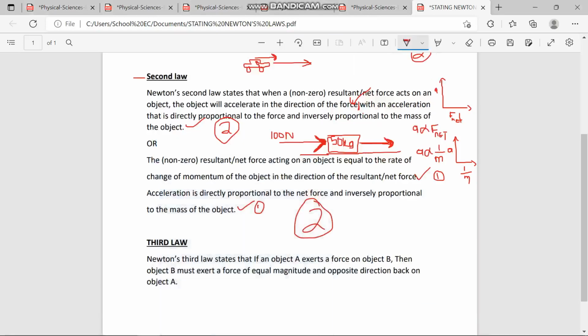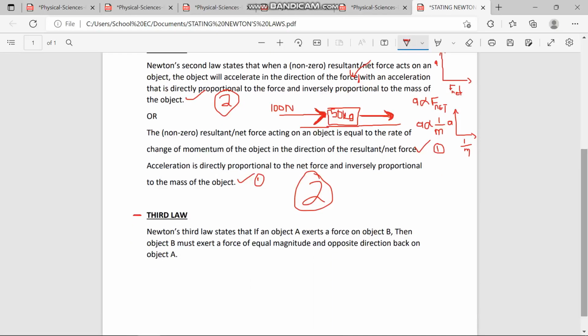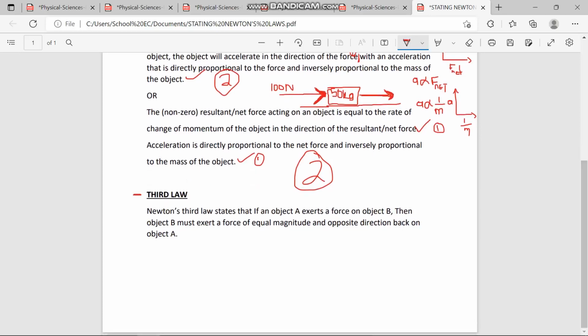Now let's move to Newton's third law, stating Newton's third law. Newton's third law states that if an object A exerts a force on object B, then object B must exert a force of equal magnitude and opposite direction back on object A. This is always used with the example of the fact that Earth is pulling you downwards. Also, you are pulling Earth upwards. What does this mean?